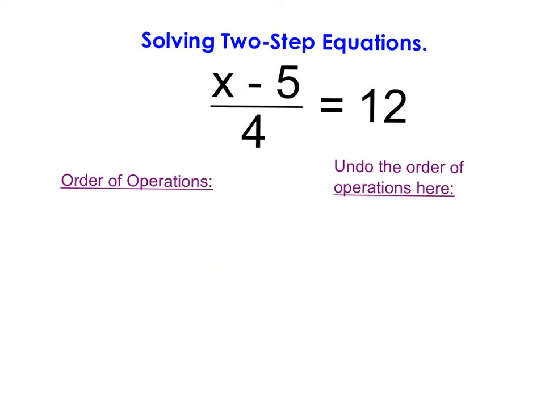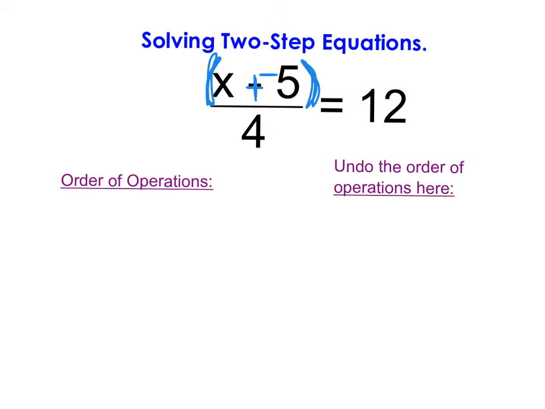So now let's look at this second example here. And what I notice is that this one looks a little bit different. Because this x and this subtraction of 5 are up in the numerator, I actually have to group them together using parentheses. So I always want you to put parentheses around the top of a fraction if there is an operation up there. And then I'm going to utilize keep, change here to help me out.